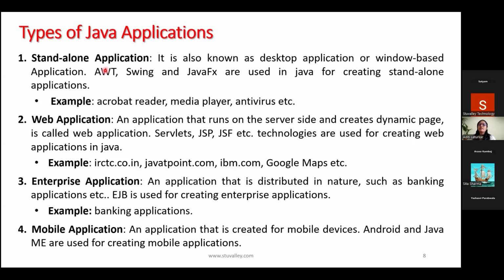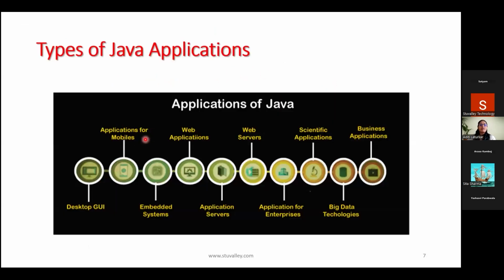Okay, so Java provides technologies like AWT, JavaFX, and Swing, which are used for developing such standalone applications. Second one is applications for mobiles.